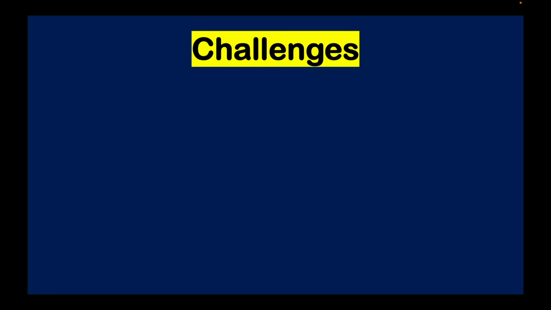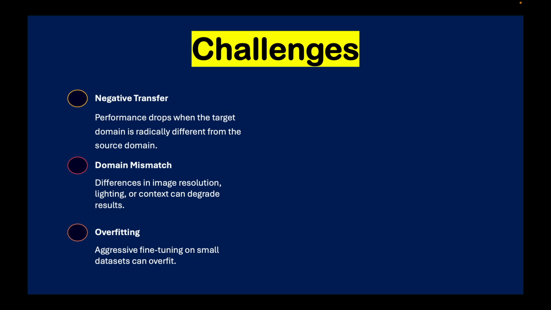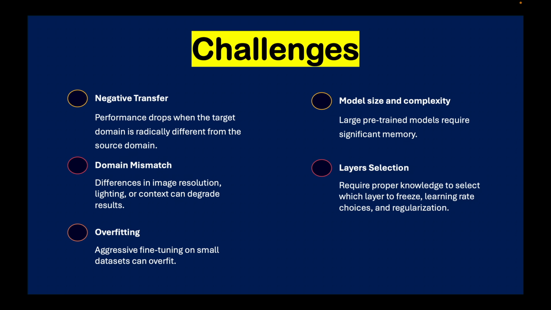The challenges in transfer learning are negative transfer. The performance drops when the target domain is radically different from the source domain. Domain mismatch. Differences in image resolution, lighting, or context can degrade the results. Overfitting. Aggressive fine-tuning on small datasets can overfit to noise. Model size and complexity. Large pre-trained models require significant memory. Layer selection. There should be proper knowledge to select which layers to freeze, learning rate choices, and regularization. Therefore, these are some of the complications of transfer learning.